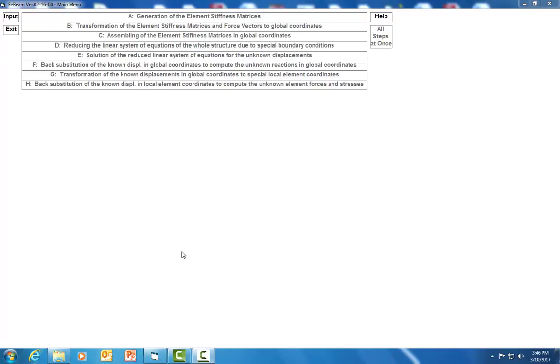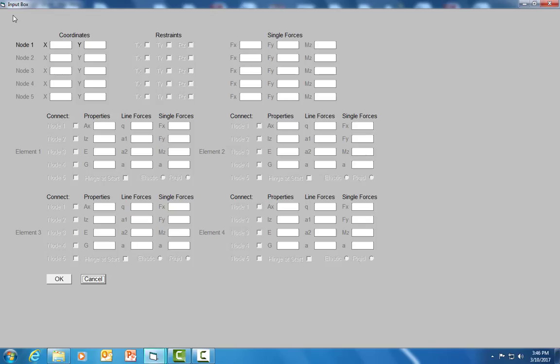We start with the input, and that is the first thing. If you want to have a simulation done, you have to input coordinates and boundary conditions and loadings and the connection between the nodes. These are elastic connections, and they are named elements. So we start with the input of the nodes.